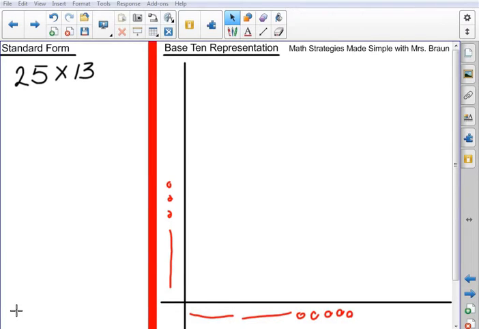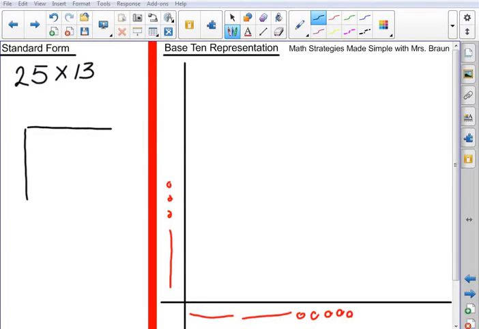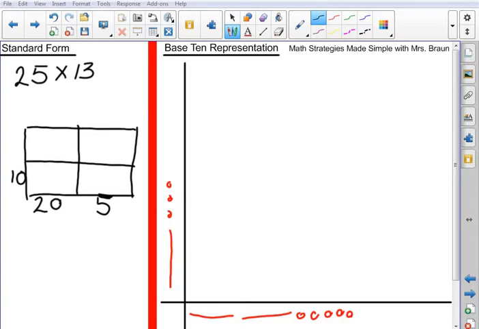Now, I'm going to set up my box so that I can show parallel what we're doing here. Since this is a 2-digit by 2-digit multiplication, that means I'm going to need 2 rows and 2 columns. When I look at 25 along the bottom, if I group the 10s and the 1s, I'm going to have 20 because of the 2 10s, and I'm going to have 5 for the 5 1s. Okay? Then up along the side here, I have a 10, and then I have 3 1s.